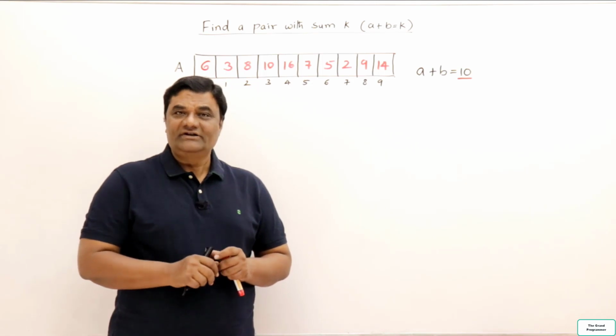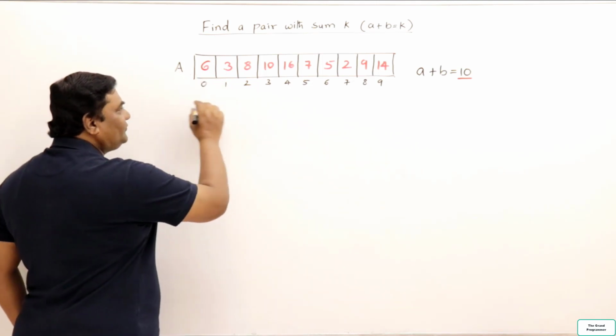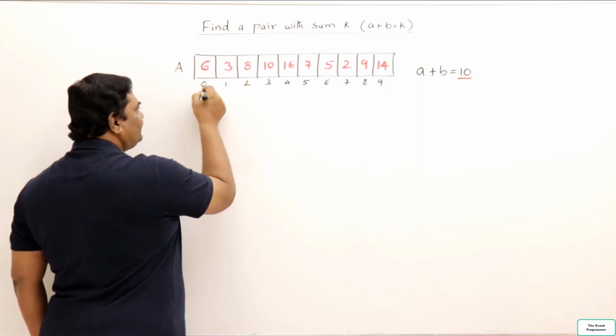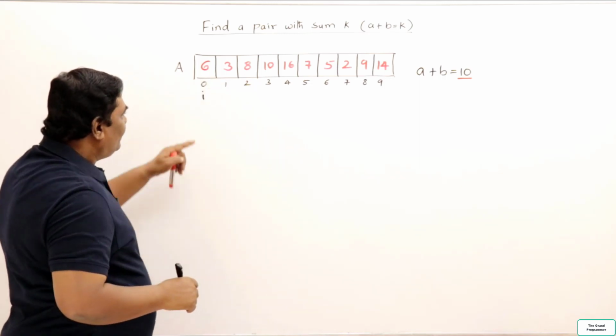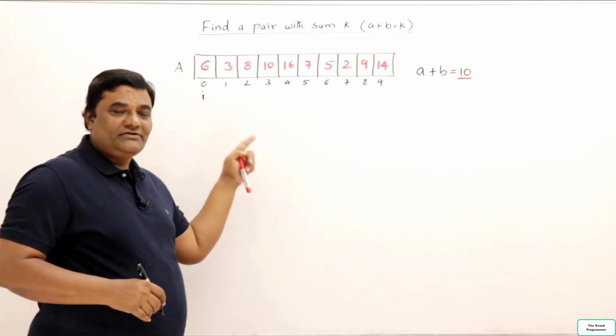So I will show you first method. Let's look at the first method. See, I have to scan this array. So for this, I will take one variable I. Now for this element 6, I need a pair. So I have to check the rest of the array.